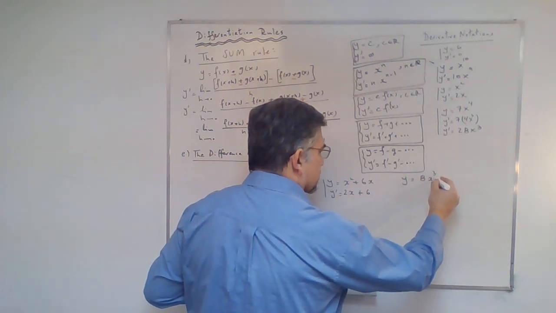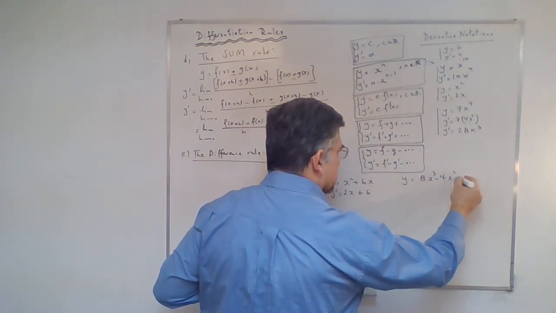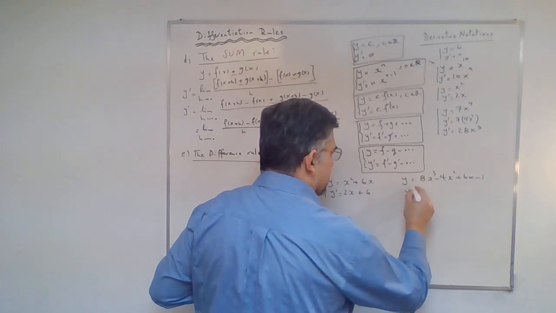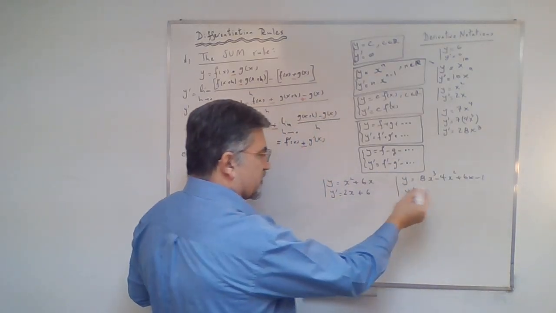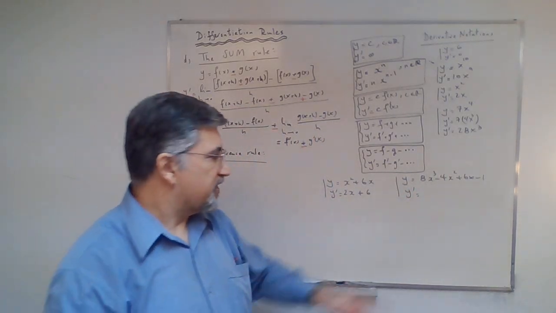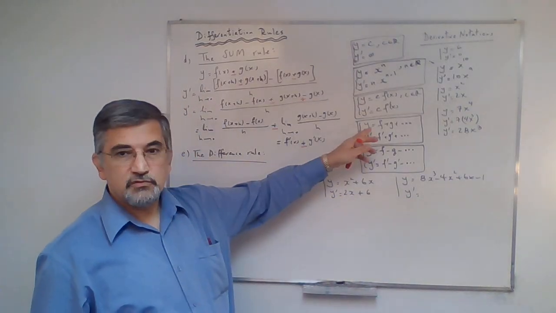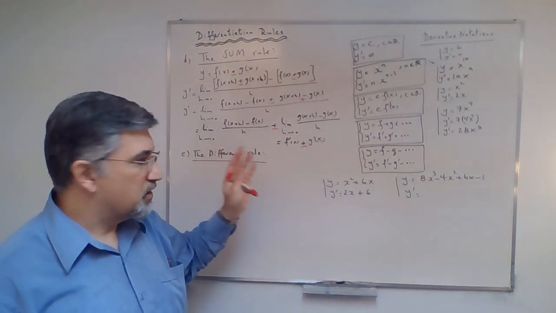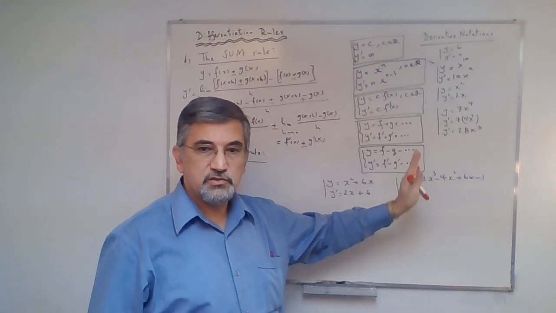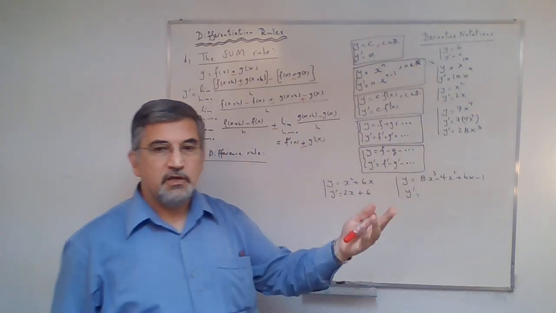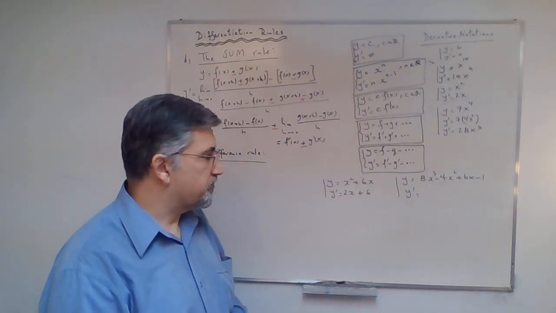8x cubed minus 4x squared plus 6x minus 1. So we have a whole bunch of functions in the form of addition and subtraction. According to the sum and difference rule we just learned, we can differentiate each term separately, one by one, and add or subtract the final results.